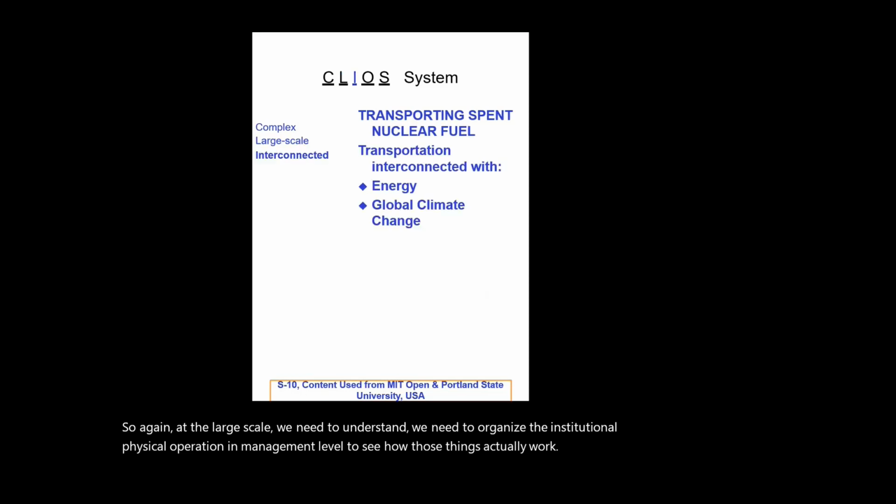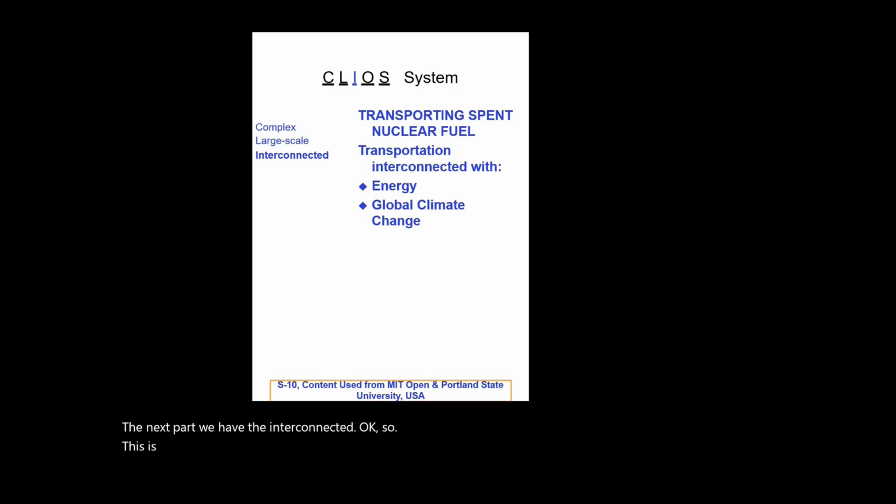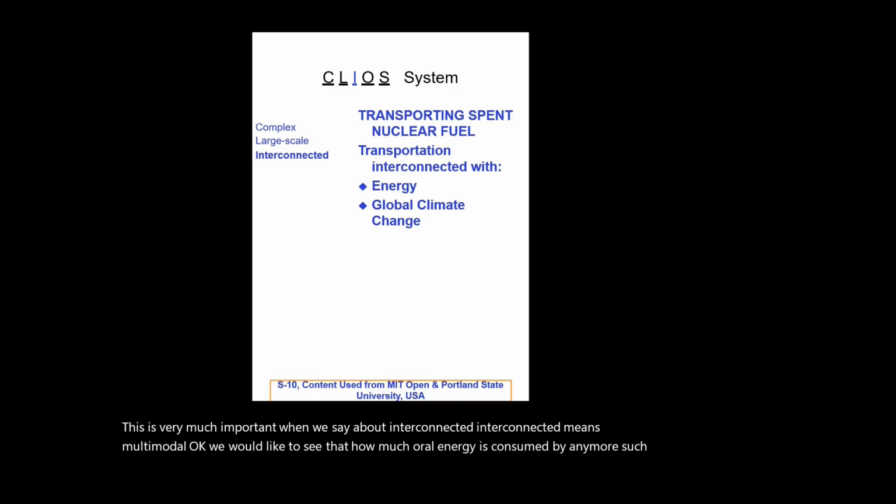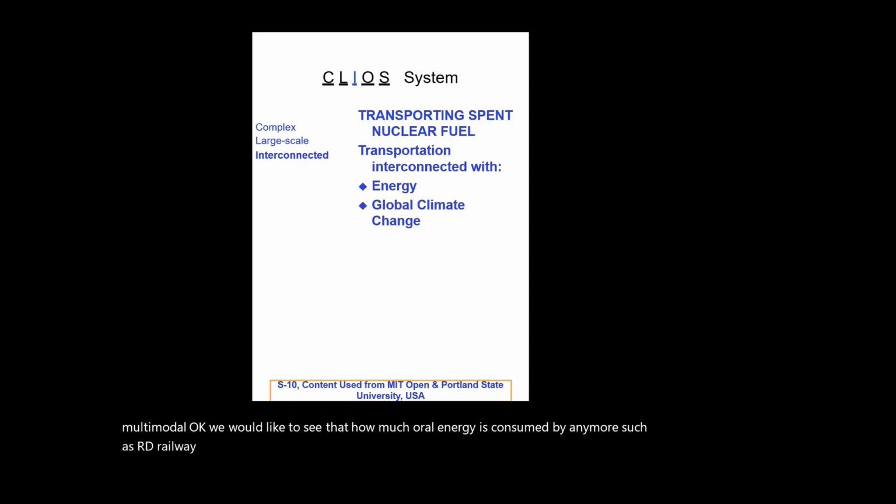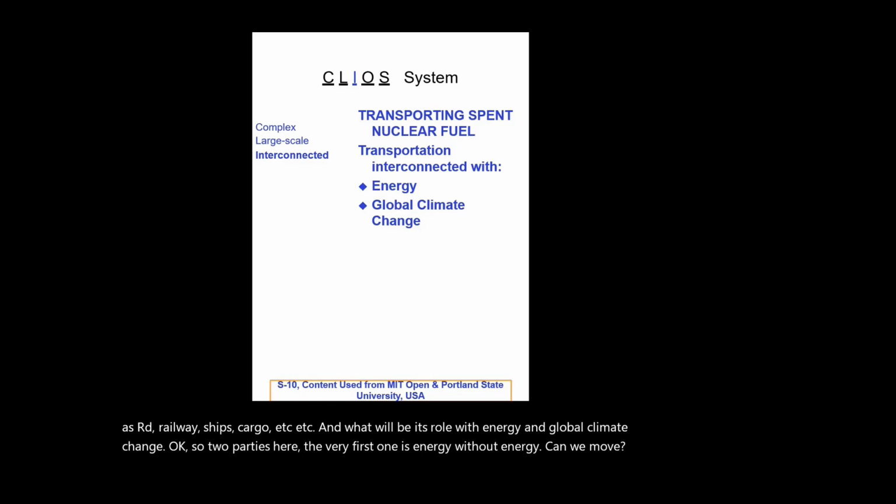The next part is interconnected, which is very important. Interconnected means multimodal. We would like to see how much overall energy is consumed by any mode, such as road, railway, ships, cargo, etc., and what will be its role with energy in global climate change. So there are two parts here. The very first one is energy. Without energy, can we move? Without fuel, can we move?